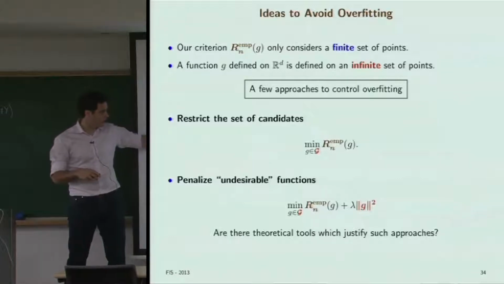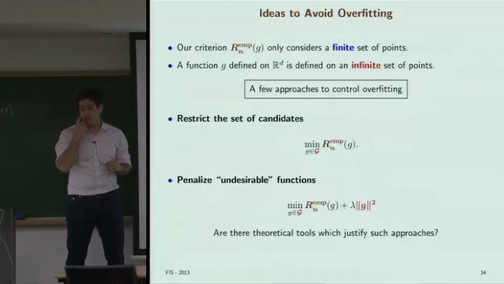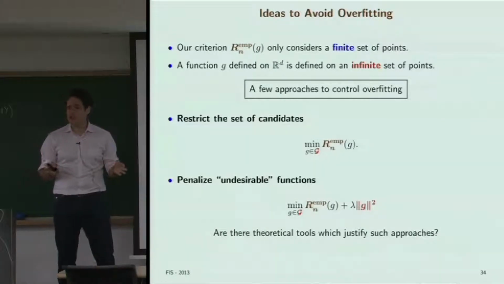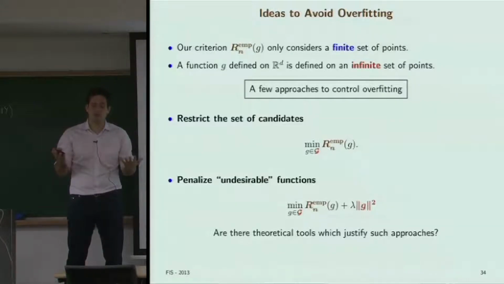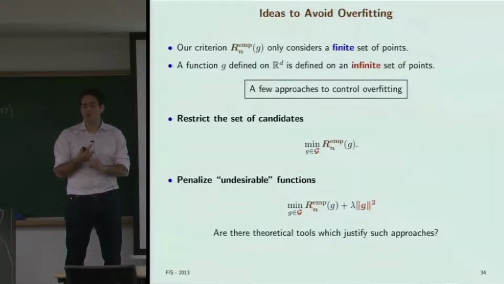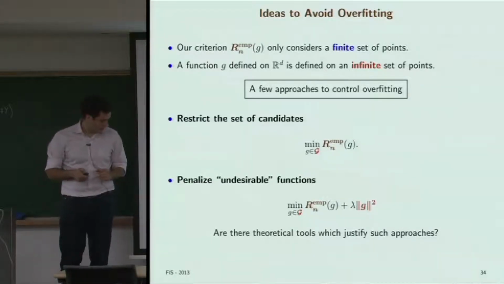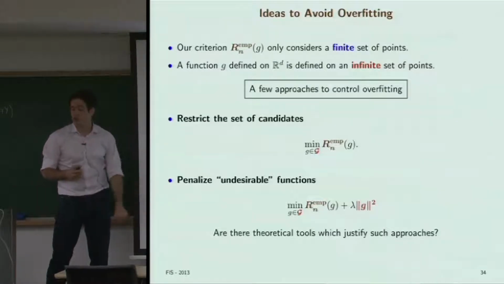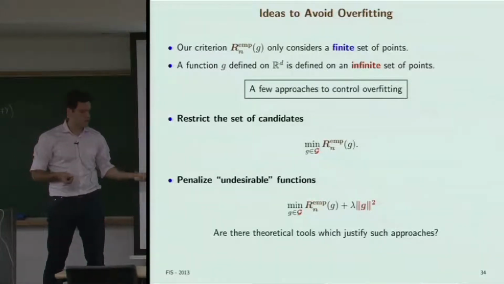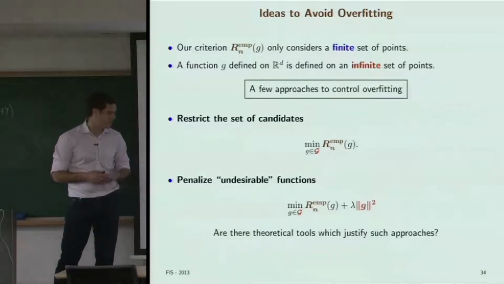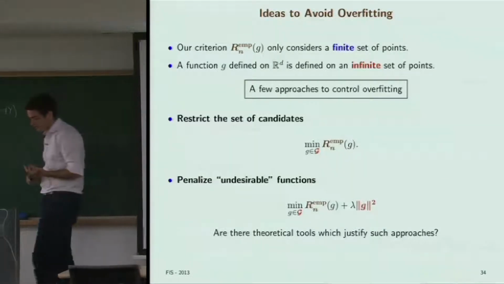To control overfitting, the first approach which we will discuss is to restrict the set of candidates. That is, instead of looking for a function g in the set of functions in a very broad sense, we will say we want the function to be linear, to be quadratic, to be of this sort, etc. And the other one is penalized approaches. So I'm telling you that those are two good ideas, but why exactly? This is the answer we will try to provide. Are there theoretical tools which can justify these ideas?